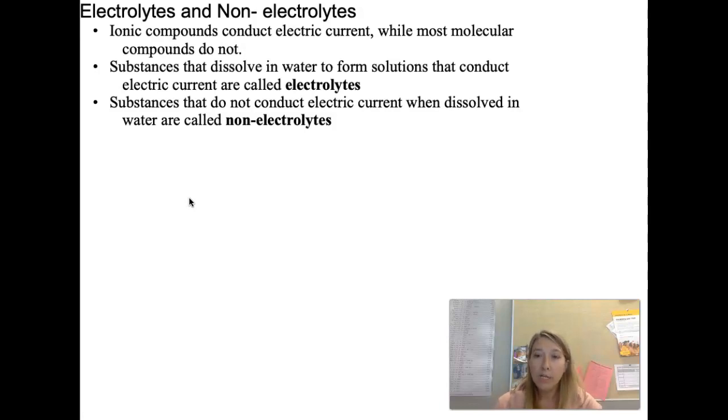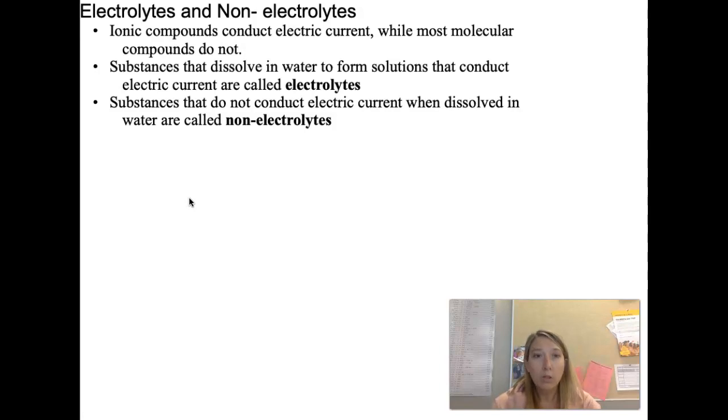So what we find when we are talking about solutions, we either talk about solutions as being an electrolyte or as being a non-electrolyte. If we consider something to be an electrolyte, that means when we test its conductivity, it is going to conduct electricity. If we decide that it's a non-electrolyte, that means when we use the conductivity meter, the light does not light up and we do not conduct electricity.